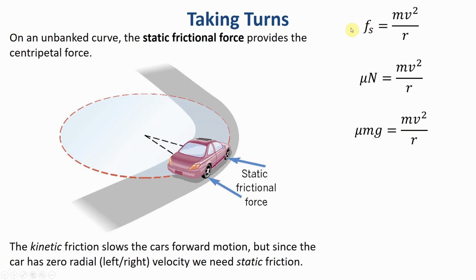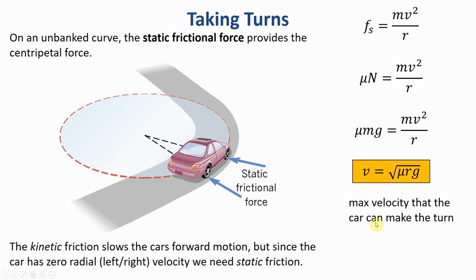Now if you remember, the static frictional force can have any value from 0 to some maximum. And what I've calculated here is the maximum frictional force. So that maximum frictional force will give me the maximum velocity that I can make this turn. So take my equation here and solve it for v. And after some algebra, I get v equals the square root of mu times rg. So this equation could tell me what speed I could take this turn on and actually make it around the corner and not go crashing into a ditch. So we could actually use this in a lot of interesting situations.